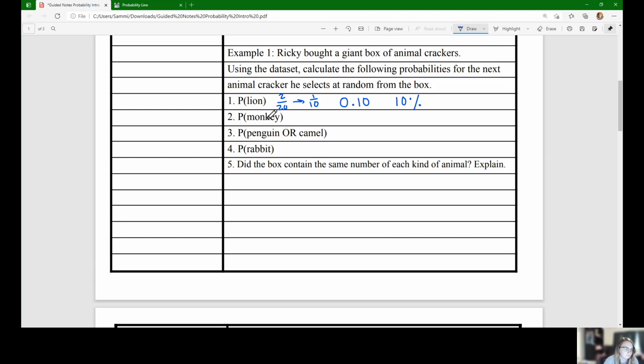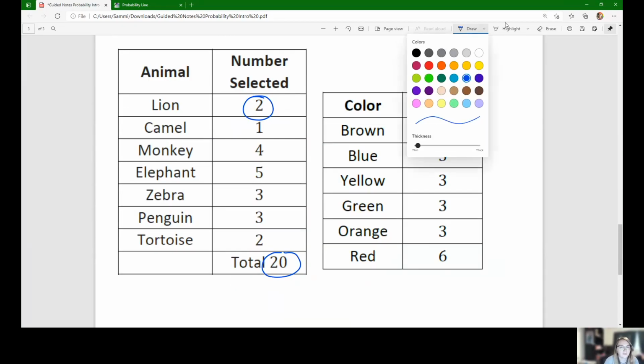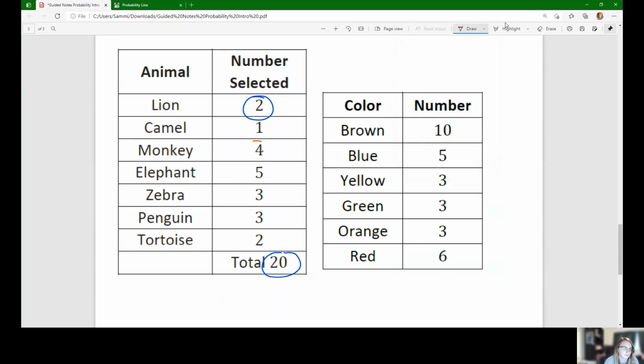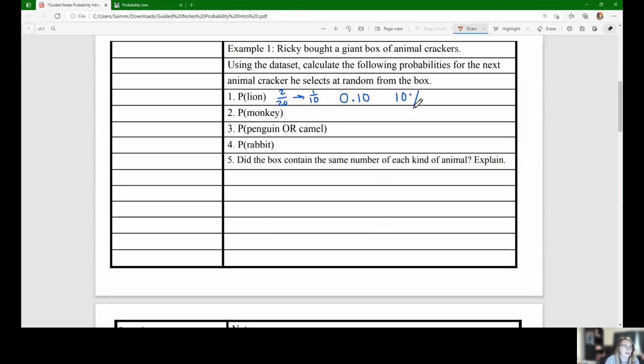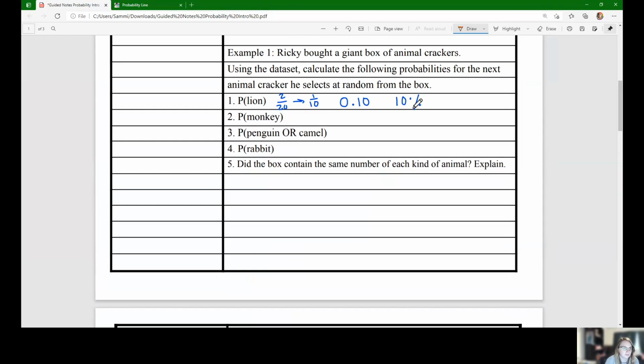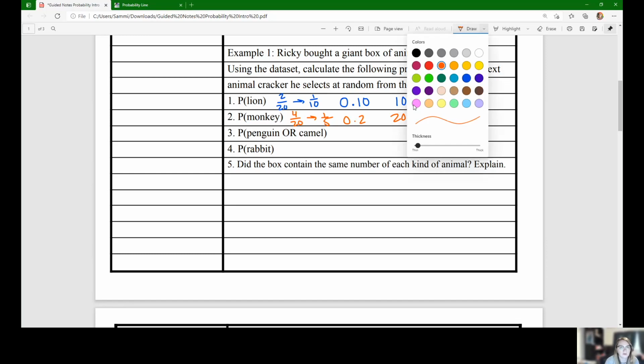Probability of monkey. So if I come here and I look for the probability of a monkey, that's 4 out of that total 20. So we can do the same thing where we can write it as a fraction, 4 out of 20. That would simplify to be 1/5, or 0.2, or 20%.